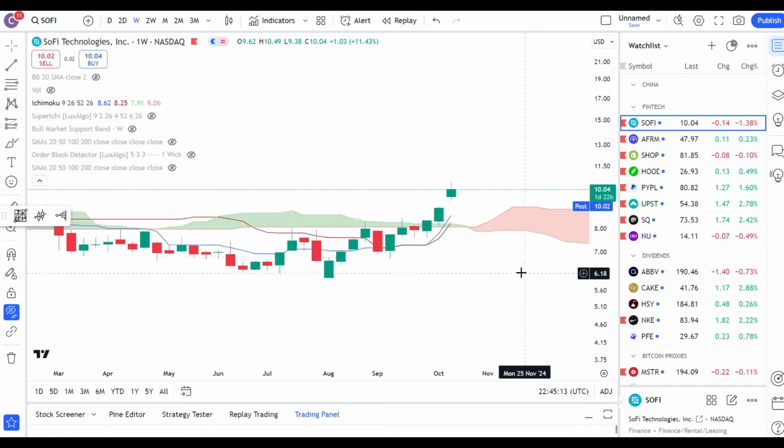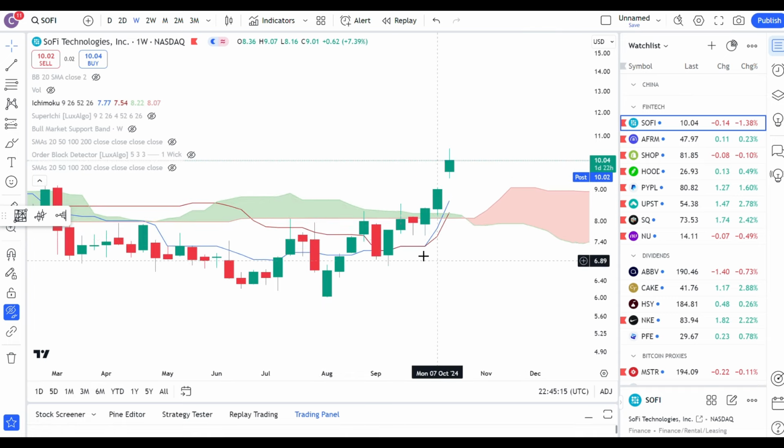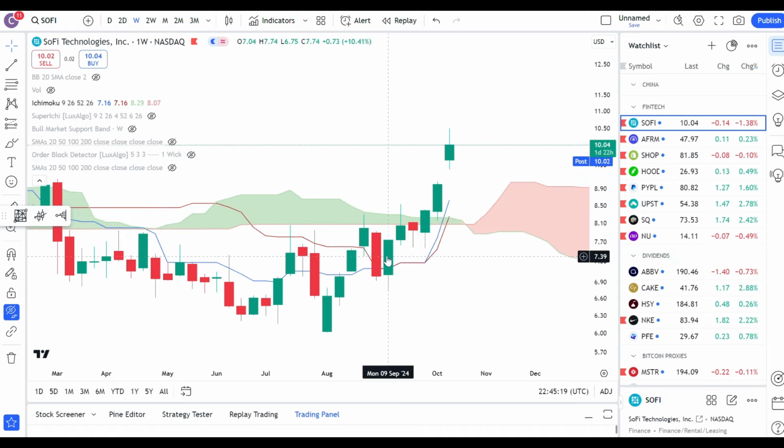For example, one katana that has really played out was SOFI. I was telling you about this katana over here where there's a fusion between the Tekken and Kijin, right around here. I said there's going to be a pretty powerful move that's going to push it above the Ichimoku cloud, and it did exactly that. SOFI did exactly that. It broke out in the context of having a katana building up and separation, right?